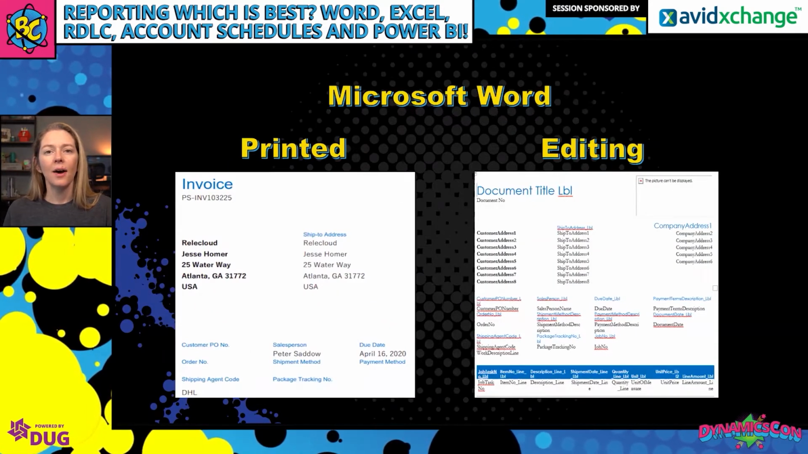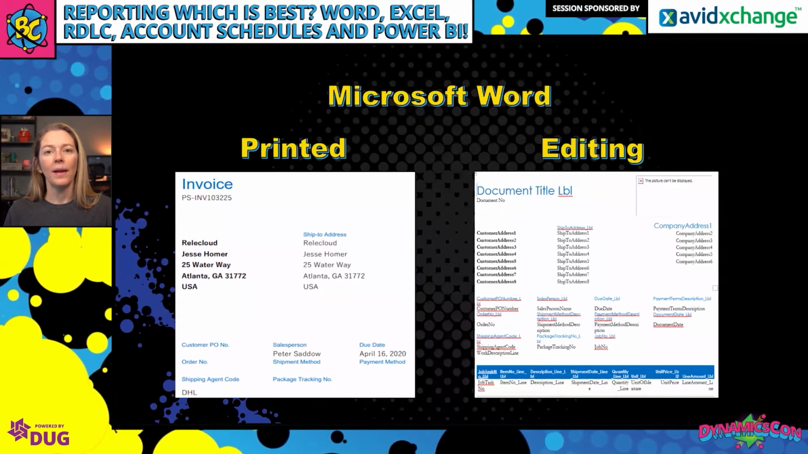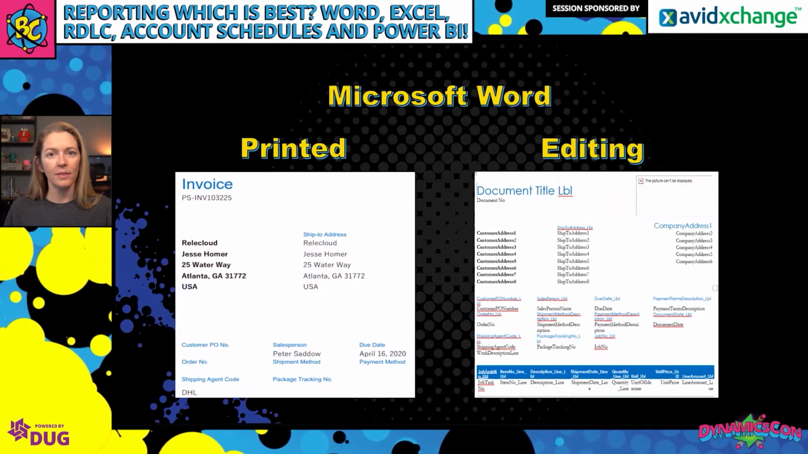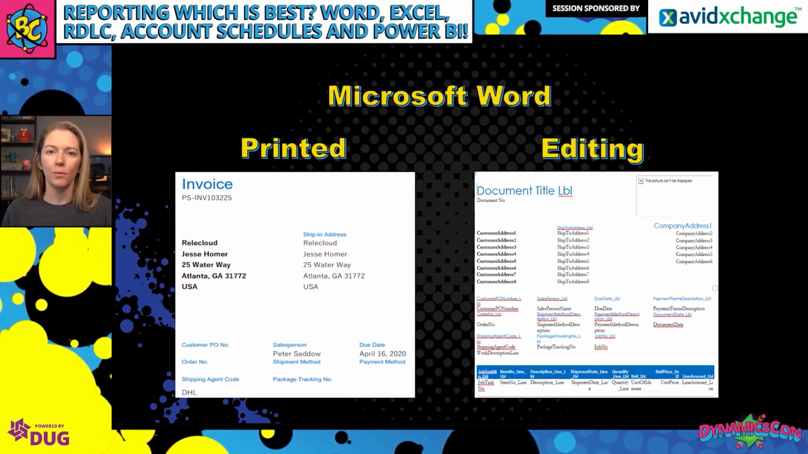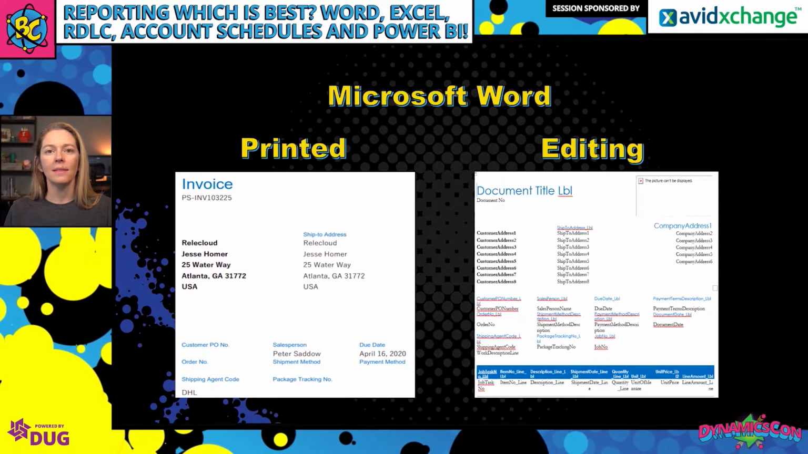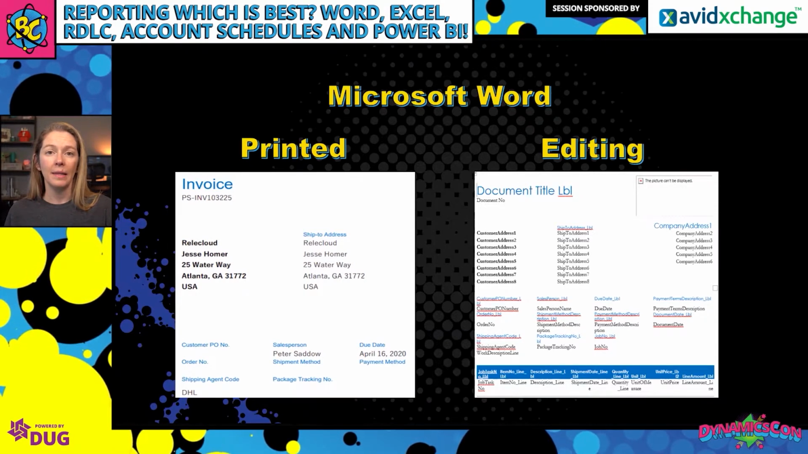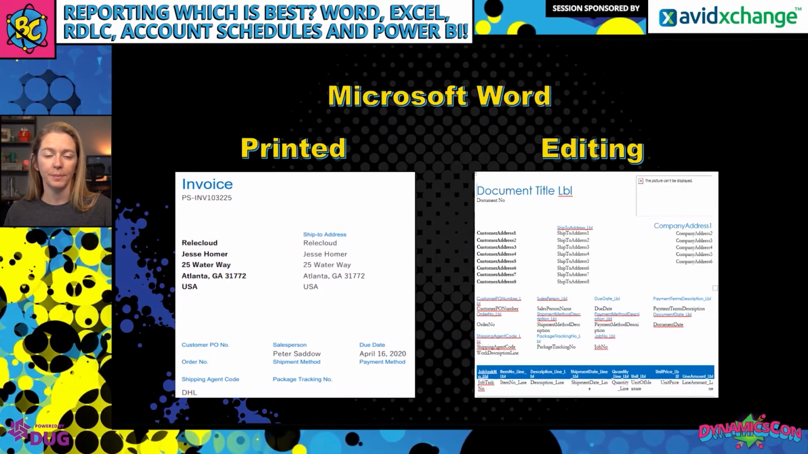So this is now a Word printed version of that. So now I can see what is printed on the left. Okay, so this would be like, again, an invoice format, order form, those type of things. And then you'll see on the right, this is that same exact report in the editor view inside of Word.